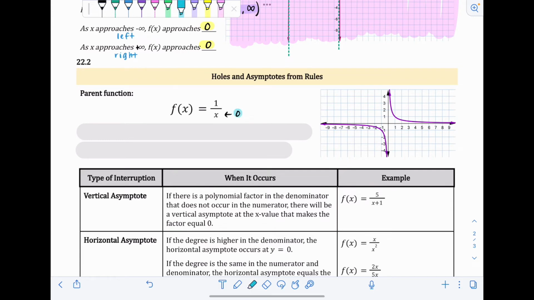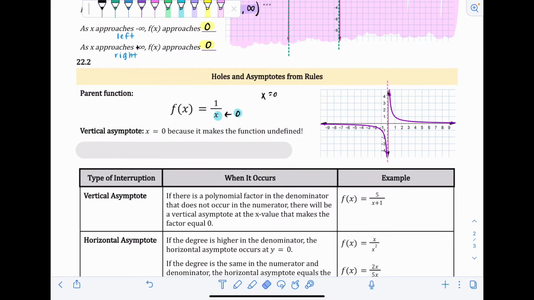So what I just did is I put 0 in for x, so x equals 0. Well, that's a vertical line. If I draw that vertical line on the graph of the parent function, that pretty much looks like the asymptote. So that's where the vertical asymptote comes from: whatever makes the function undefined, whatever makes the denominator equal 0. So for a vertical asymptote, at least for the parent function, it's x equals 0 because it makes the function undefined. It can change depending on if you have other values in the denominator though.